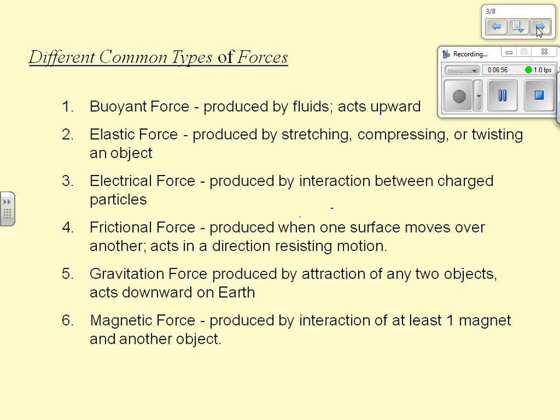Magnetic force is produced by the interaction of at least one magnet and another object. Like, for example, a fridge magnet kind of thing, right? There's a magnet there. The fridge isn't magnetic, it's metallic, of course. Can two magnets attract each other? Yeah. I can't remember. Can two magnets attract each other?